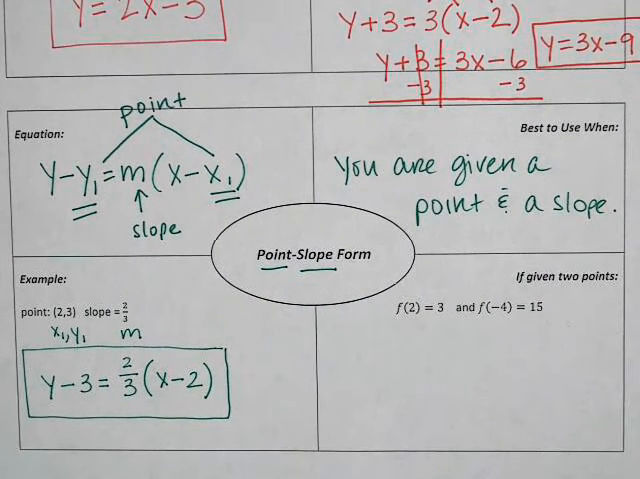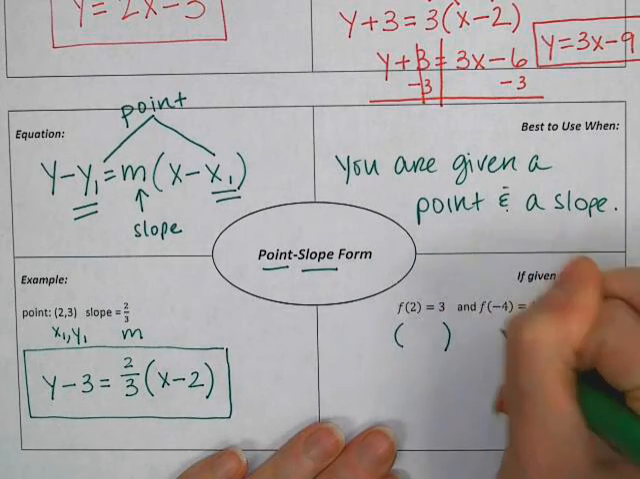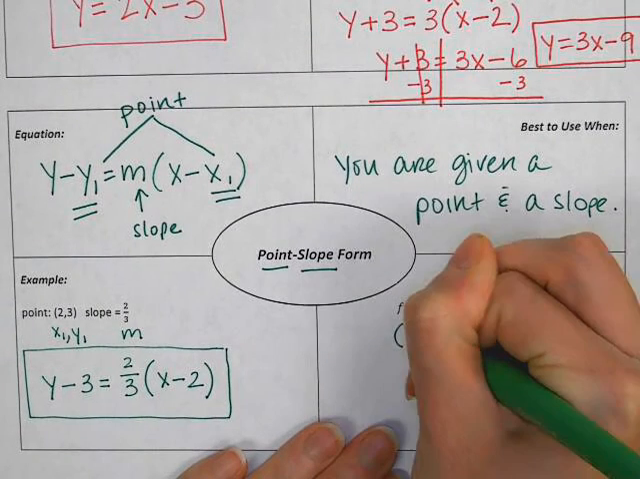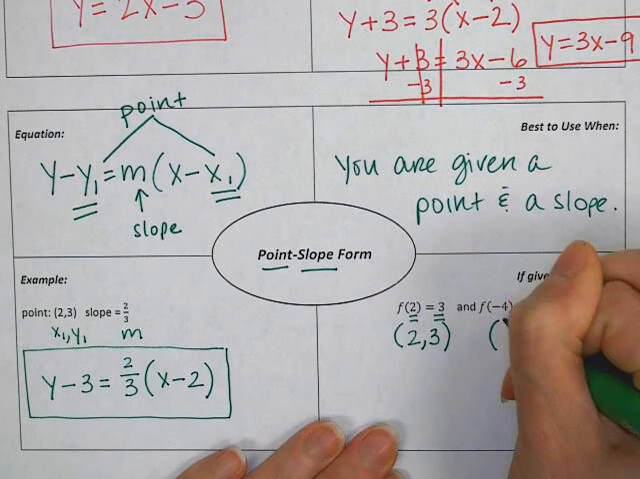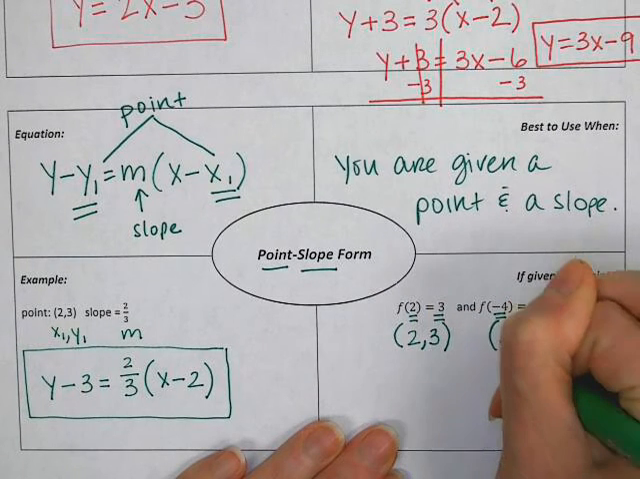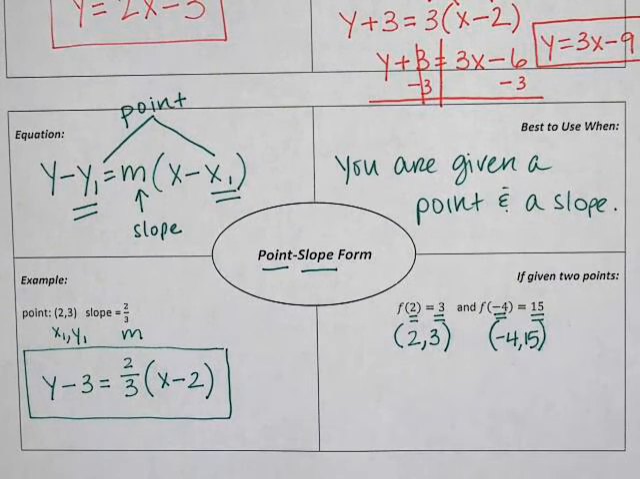Now, if they give it to you in function form, I would rewrite them as ordered pairs. So remember, this is x, this is y. So it's 2, 3 and negative 4, 15. Those are your 2 points. And then we have to find the slope and pick a point to plug in.